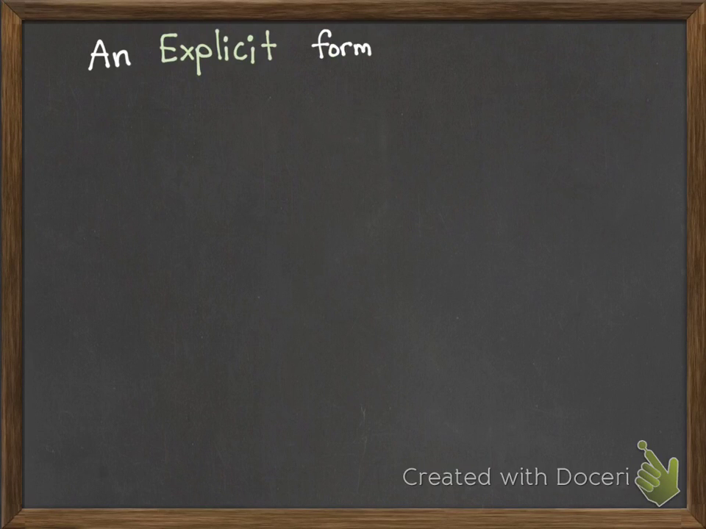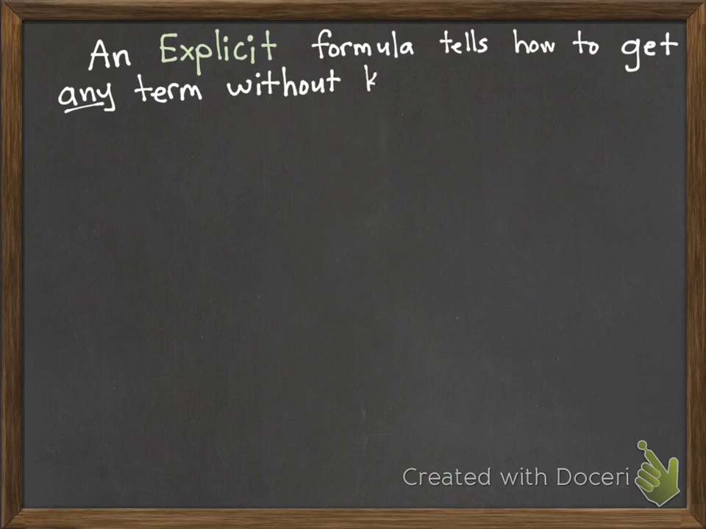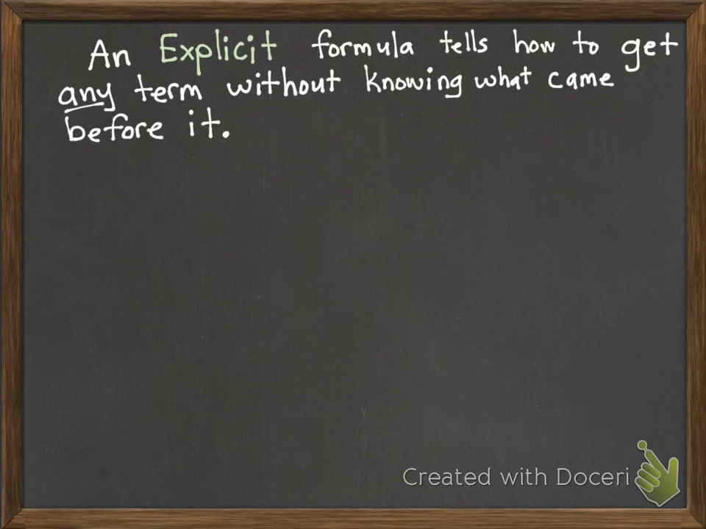For an explicit formula, we don't have to get the previous term in order to find the one we want. We can get any term by simply plugging in the term number. To get the first term, I'd plug in 1. To get the third term, I'd plug in 3. And if I want the 50th term, I would just plug in 50, without having to know what the term before it was.